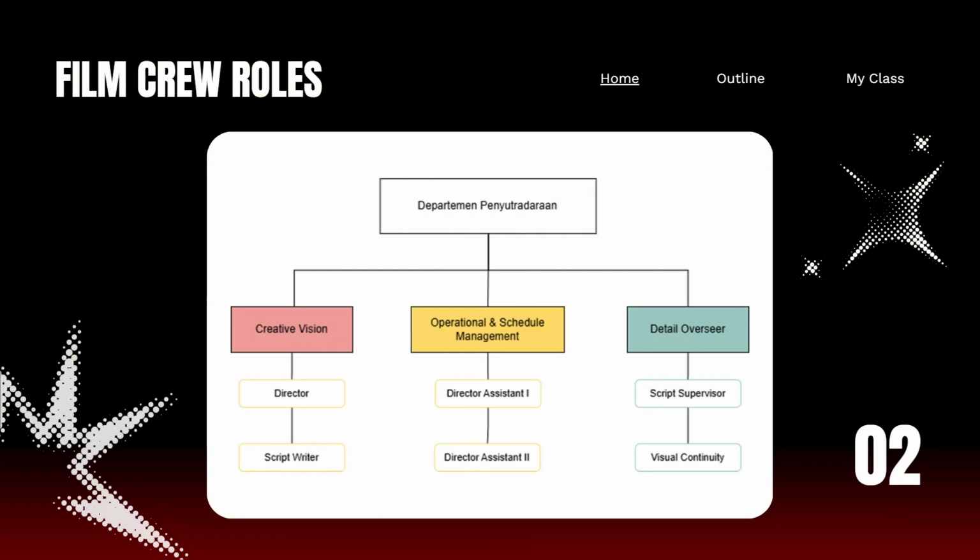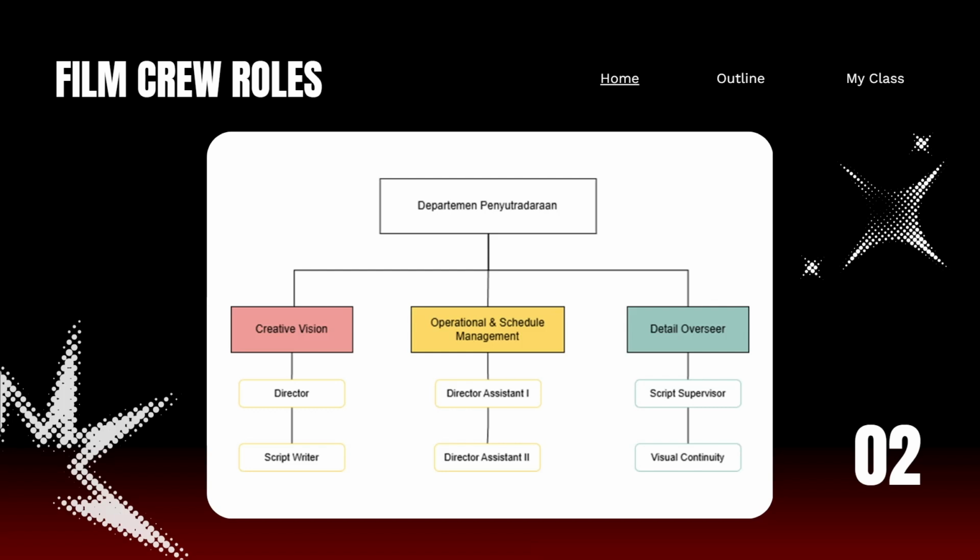Next, we have the scriptwriter. They help develop the story from a rough draft into a full screenplay. They ensure that the narrative works and characters are well developed for the audience. Next, we have Director Assistant 1. They assist the director with scheduling, managing talents and crews on set, and coordinating breaks. They also ensure that the shoot stays on time and no scenes are missed.